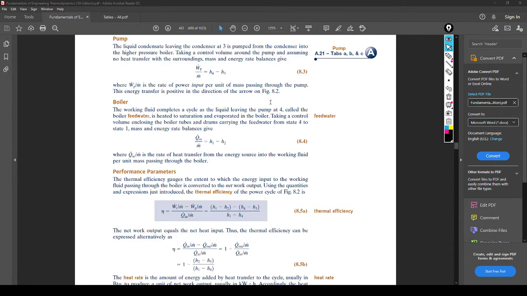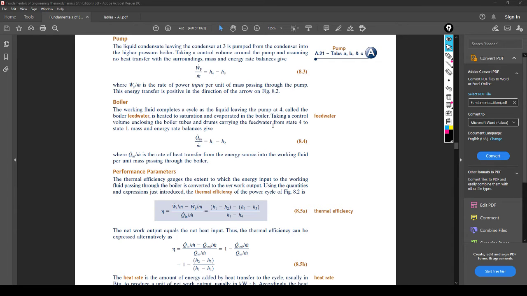And then we have the boiler. It says the working fluid completes a cycle as the liquid leaving the pump at 4, called the boiler feed water, is heated to saturation and evaporated in the boiler. Taking a control volume enclosing the boiler tubes and drums carrying the feed water from state 4 to state 1, the mass and energy rate balance gives this.